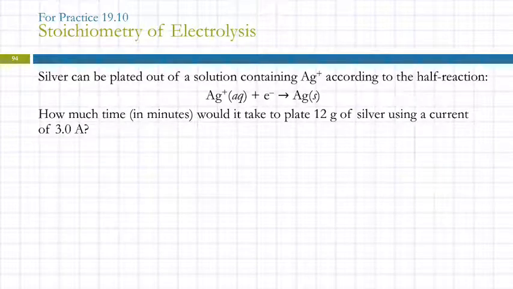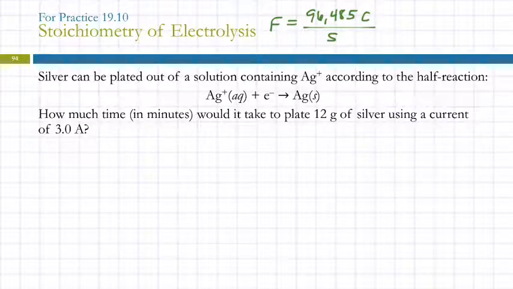So here's an example. Silver can be plated out of a solution containing silver ions according to the half reaction. How much time in minutes would it take to plate 12 grams of silver using a current of 3 amps? So this is a potential question, except it has nothing to do with potential, right? So let's write down a couple of things so we don't forget that they exist. Faraday's constant, 96,485 coulombs per mole of electrons. I will give you that number on an exam.